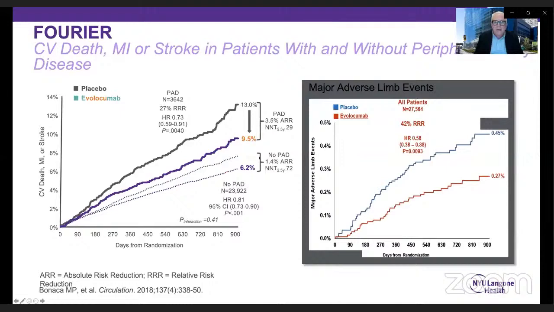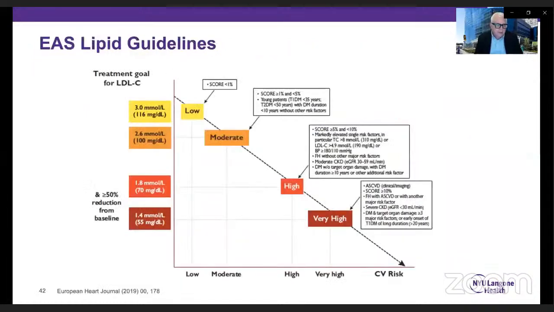But in the patients with PAD versus no PAD, you see this dramatic difference in absolute risk reduction, 3.5 versus 1.4%. Clearly, again, we know patients with peripheral artery disease are at extremely high risk of cardiovascular events. And so no surprise that they would benefit to a greater extent from the same degree of lipid lowering.